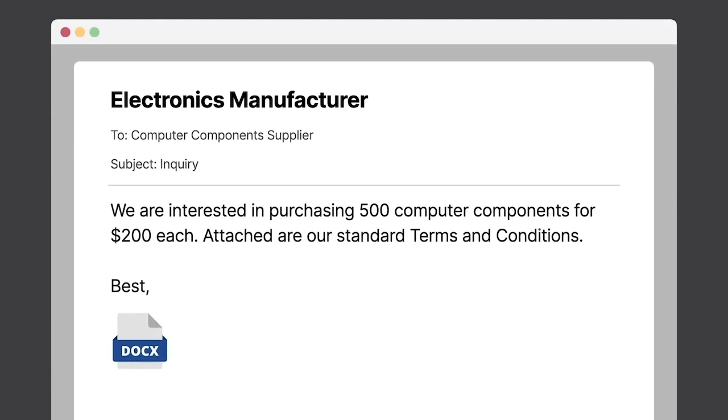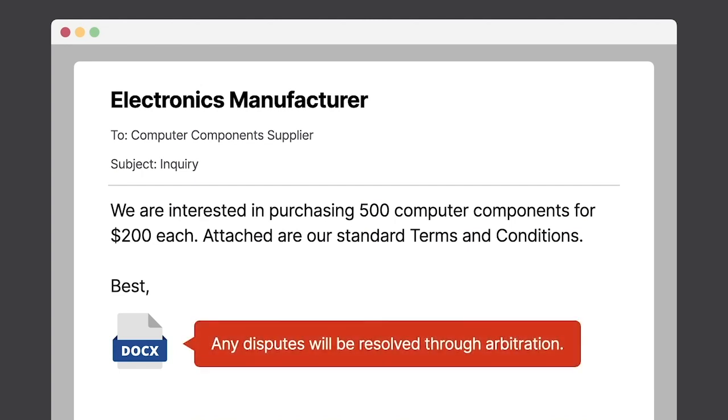Imagine an electronics manufacturer was interested in buying computer components from a supplier. The manufacturer emailed the supplier, expressing interest in purchasing 500 components for $200 each. Attached to the manufacturer's email was its standard terms and conditions form, which included a provision stating that any disputes would be resolved through arbitration.